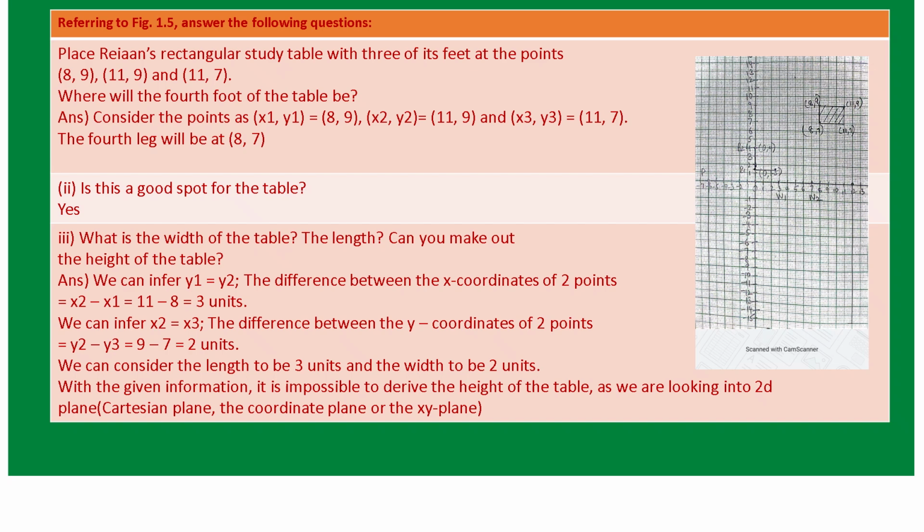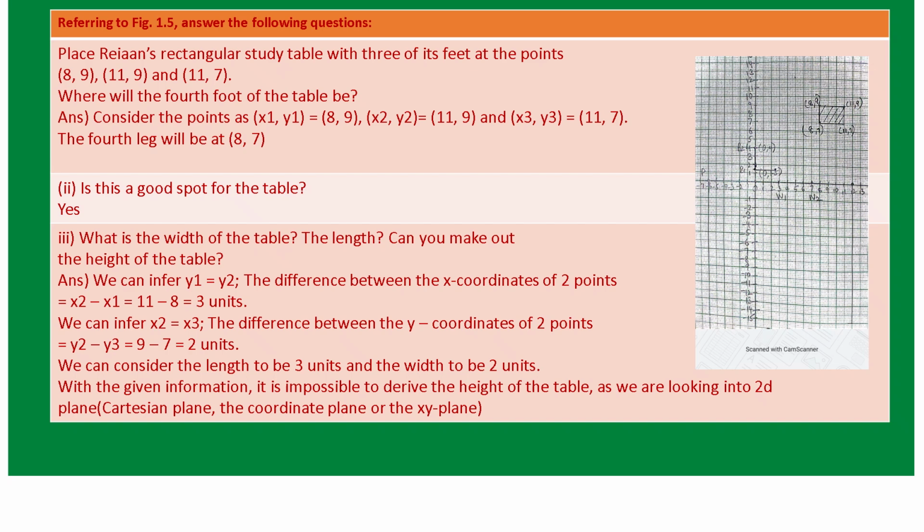Is this a good spot for the table? Yes. What is the width of the table? The length. Can you make out the height of the table? We can infer y1 is equal to y2. The difference between the x coordinates of the 2 points, x2 minus x1, is 11 minus 8, which is 3 units. So this 3 units is the distance along the x-axis. So this is obviously the length of the table.